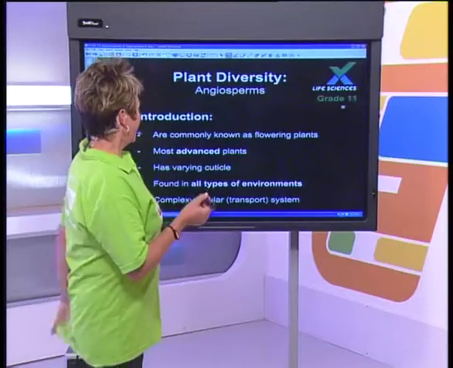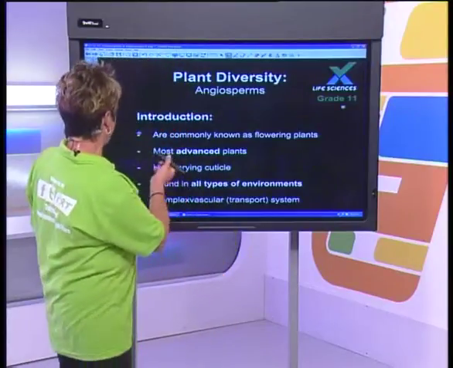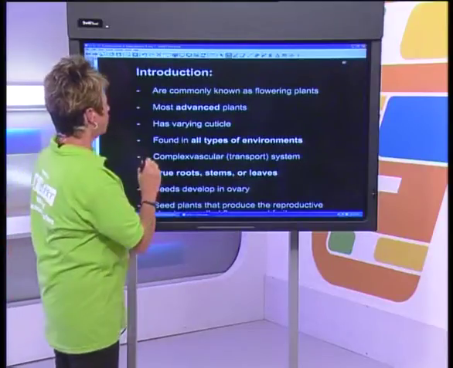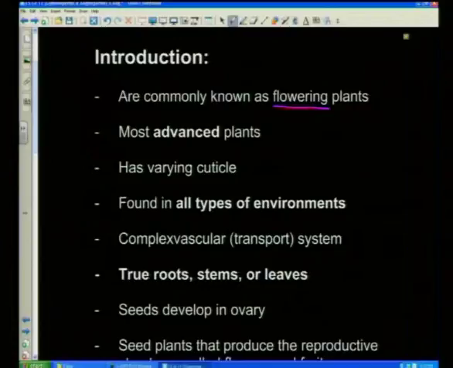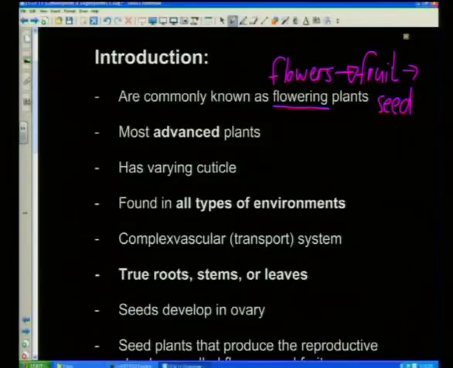Thanks, Ty. All right, guys, like we said, now let's go on to angiosperms and go through a few points of these flowering plants. They are commonly known as flowering plants, which means that they form flowers. And when they form flowers, they're going to produce fruit. And inside the fruit, we're going to have seeds. So it's a flowering plant, but a seed-bearing plant because they produce fruit.